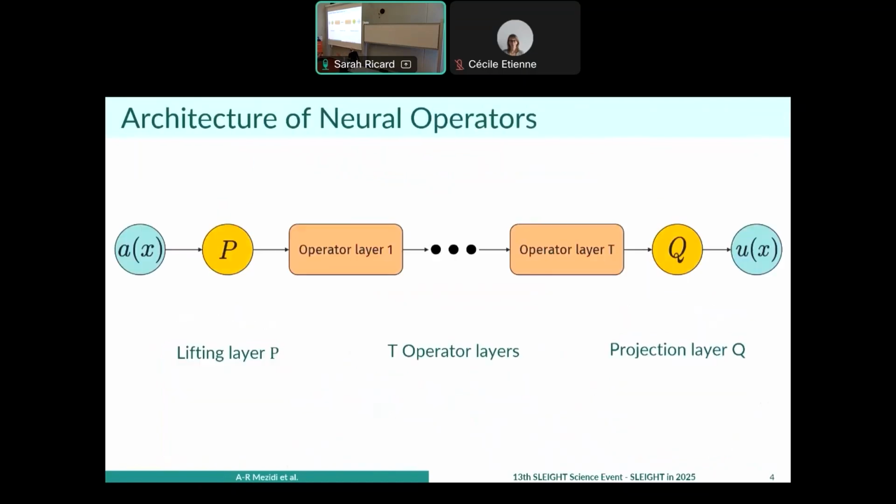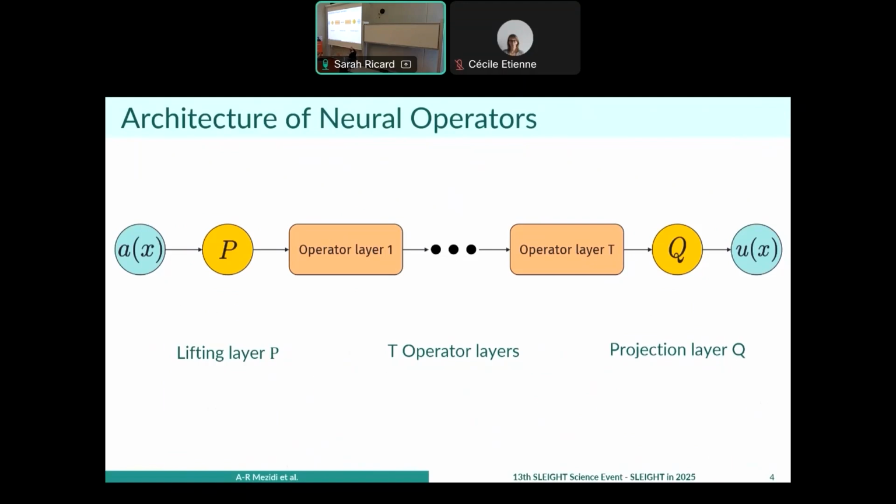And now let me present the basic architecture of neural operators, which is composed of three main elements. First we have a layer P, which will take the input and lift it into a higher dimension. Then we have a succession of T operator layers, which I will explain more later. And finally, a layer Q that will project back into the output dimension.